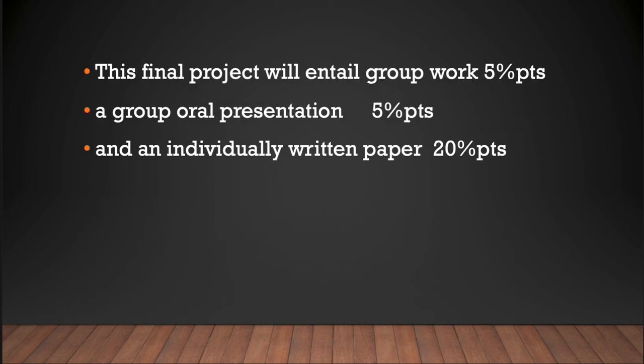Okay, so the way it's going to work is there's three parts really involved. There's two separate projects on the same topic. There's a group presentation, which you're going to collaborate on, and then there's an individually written research paper on the same topic. So, group work, which you're going to evaluate each other at the end of the project, will be 5 percentage points of your total grade, 100 percentage points. The presentation itself will be worth 5 percentage points, and your research paper will be worth 20 percentage points.